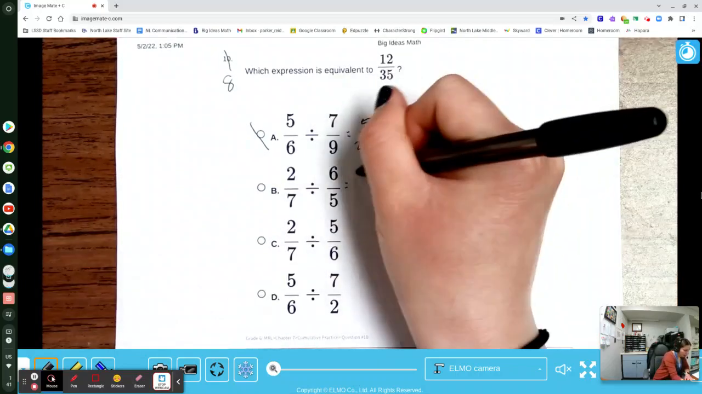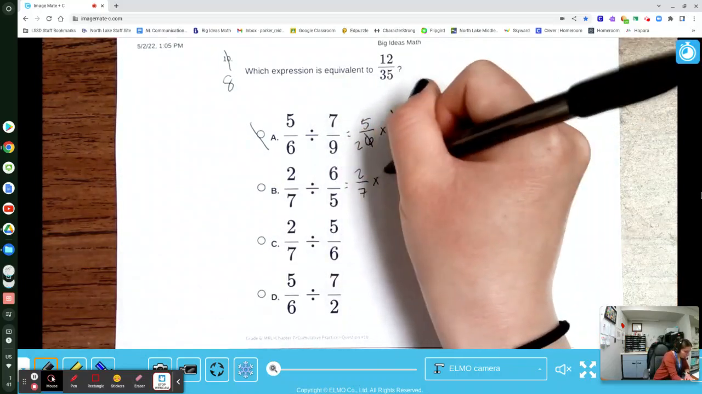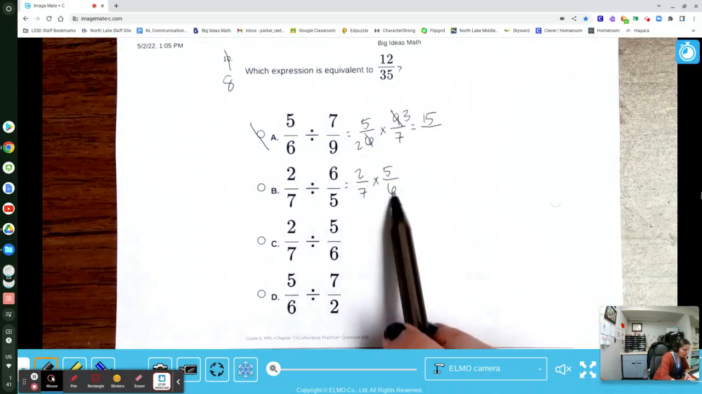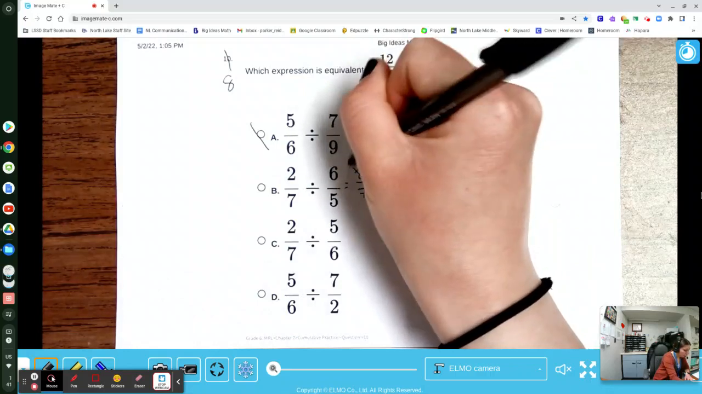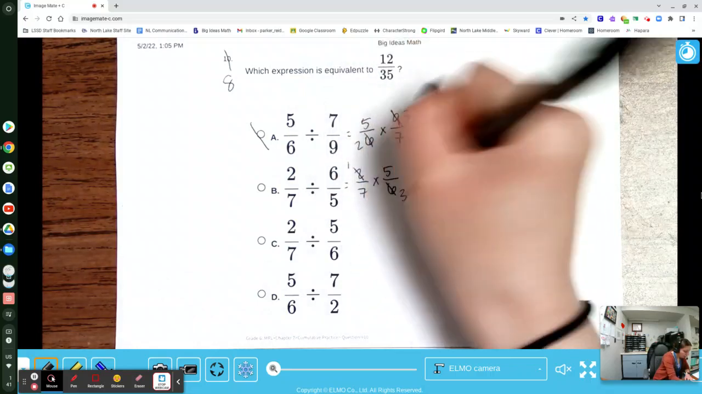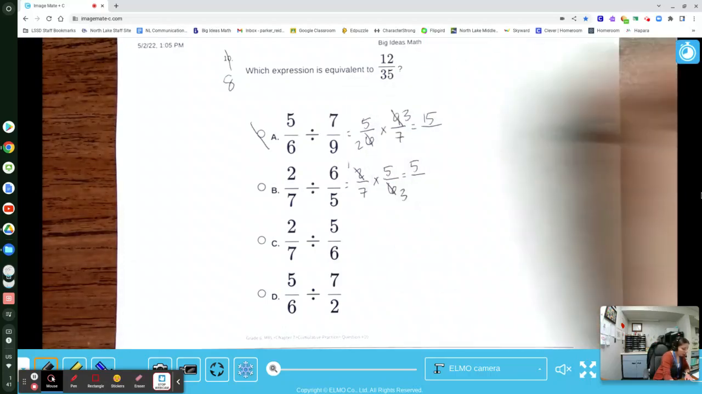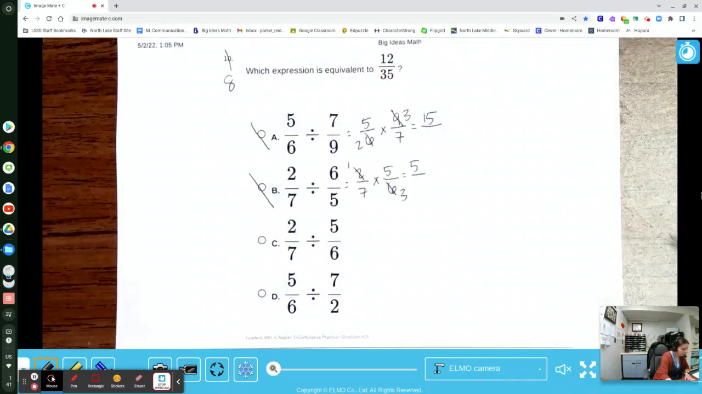Next one, again, keep, change, flip. Keep 2 sevenths, change to multiplication, flip the second fraction. For cross canceling, I can divide 2 and 6 by 2. 2 divided by 2 is 1. 6 divided by 2 is 3. When I multiply straight across, I already know it's not going to work because 1 times 5 is 5, and that's not what I'm looking for.